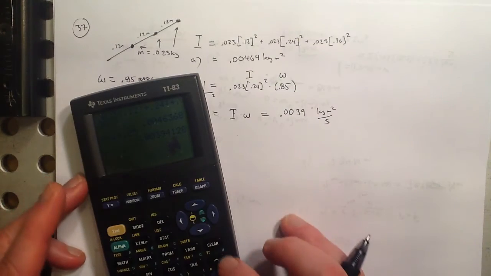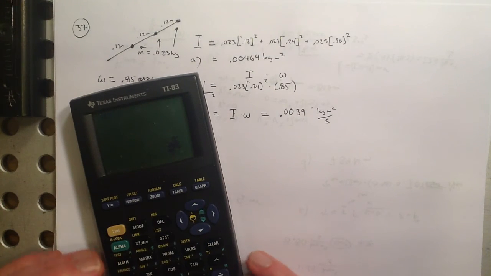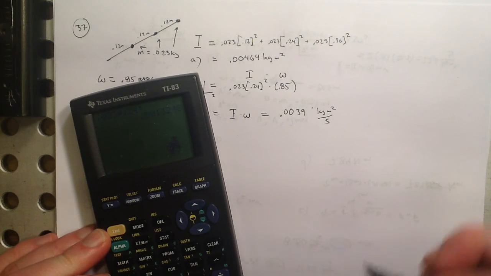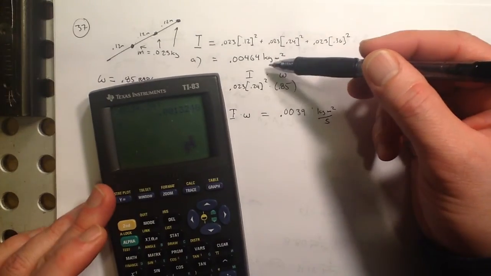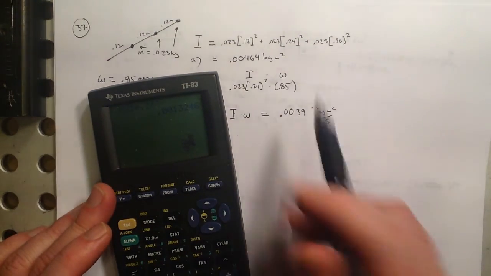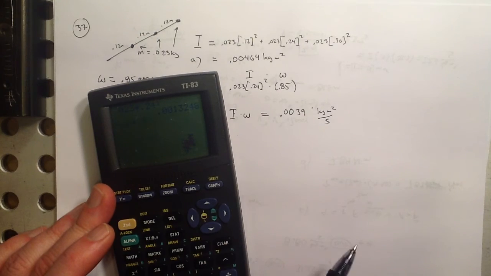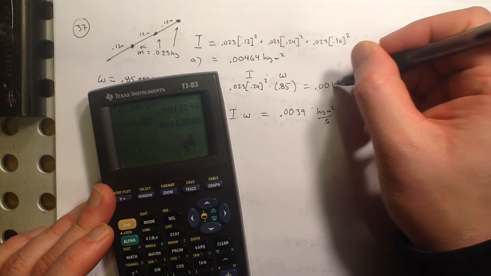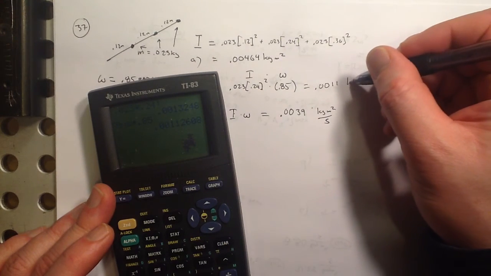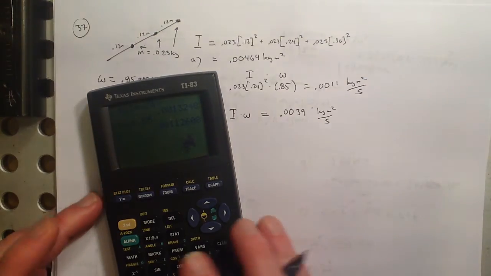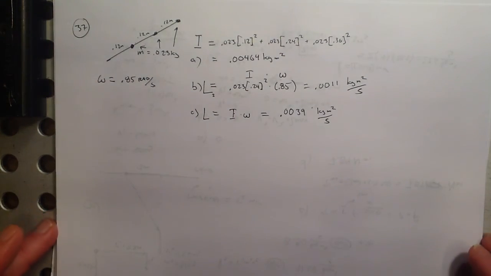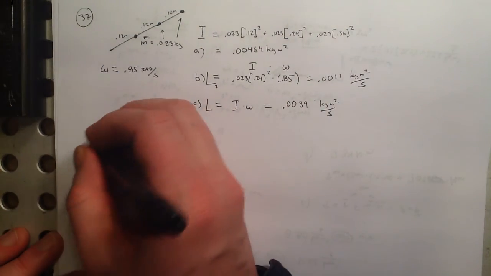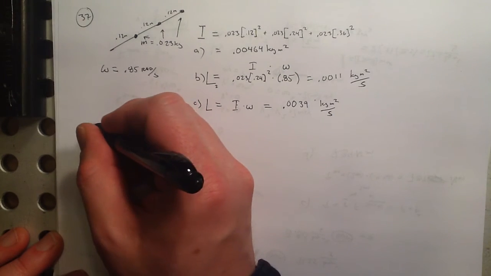And then here, 0.023 times 0.24 squared. Just to compare, that's the rotational inertia of just the middle particle, smaller of course than that because that's all 3 particles, times 0.85. So this one is 0.0011 kilogram meter squared per second. That's pretty straightforward, I think. 3 particles, just add up their I's. The last one, 42.